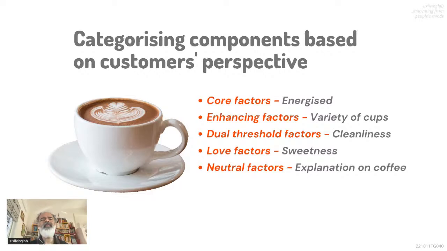Enhancing factors. What variety of cups? Maybe small, medium, large cup. These are called enhancing factors. So they need a small cup of coffee or a big cup. These are things we can think about as enhancing factors. Dual threshold factors, cleanliness, always the serving cleanliness. Then love factors, think about sweetness, changing the sweetness according to the need. That's the love factors. Neutral factors, explanation about coffee.